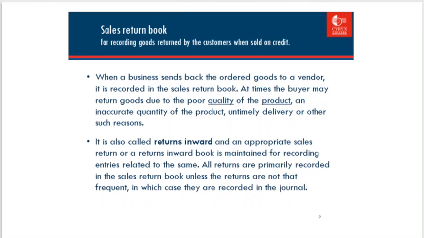Sales return book, for recording goods returned by the customers when sold on credit. When a business sends back the ordered goods to a vendor, it is recorded in the sales return book. At times, the buyer may return goods due to the poor quality of the product, an inaccurate quantity of the product, untimely delivery, or other such reasons. It is also called a returns inward, and an appropriate sales return or returns inward book is maintained for recording entries related to the same.